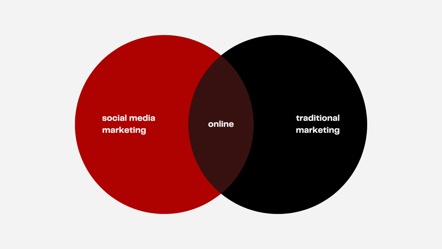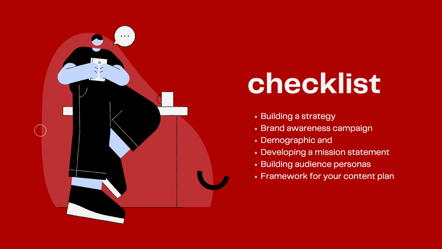But with both of these things, traditional marketing like newspapers have gone online. So that's kind of where traditional marketing and social media overlap. So to the online section there, that's where you're seeing that overlay there. So in short, here's a checklist. You need to build a strategy. How are you going to do it? Build an awareness campaign. Tell people about your brand. Make them aware.